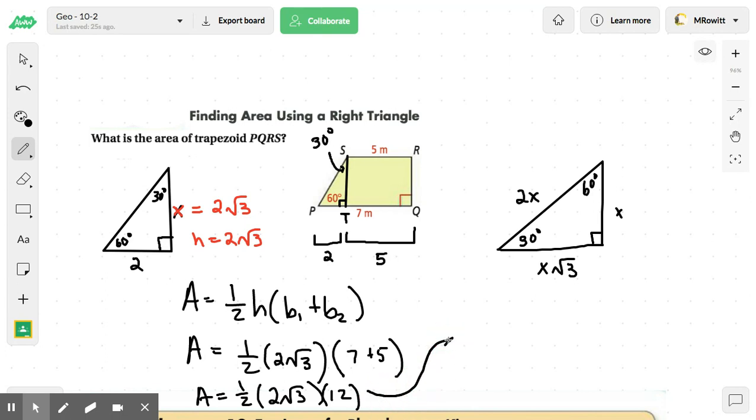So when I actually give myself a little bit more space, when I take a half times 2, well, those knock each other out. And I've got radical 3 times 12. The area is just 12 radical 3. And again, no, I don't want the decimal. My units given originally were meters, so this is meters squared.